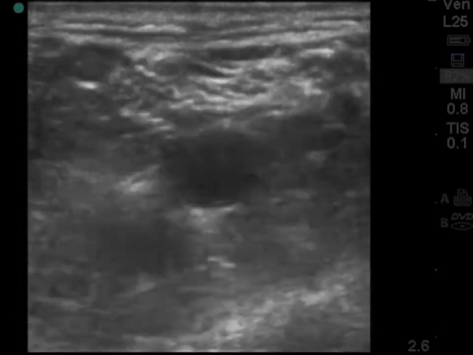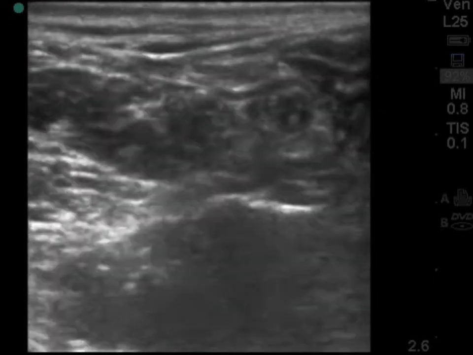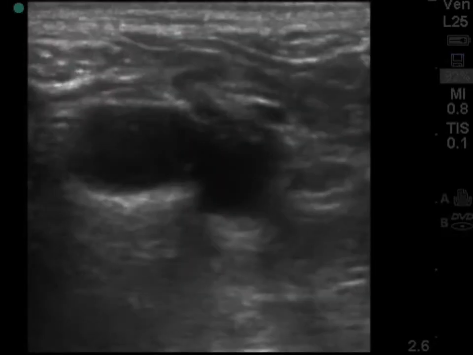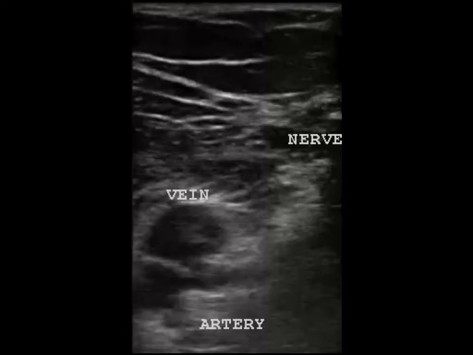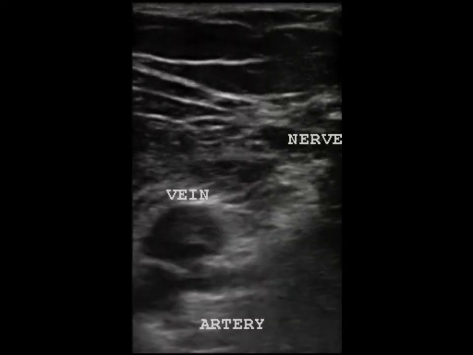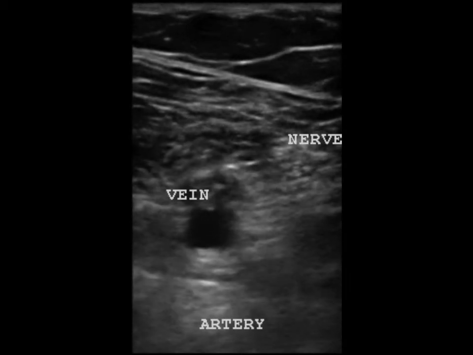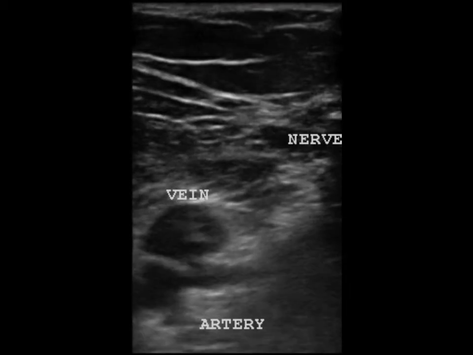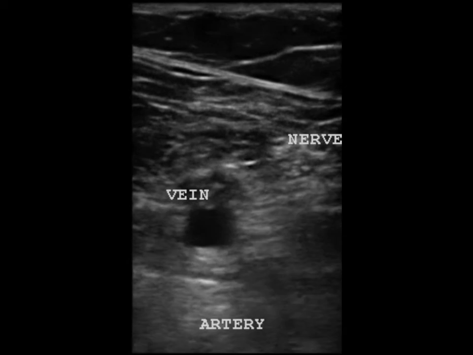Now it's superficial, and now it's even wrapping a little to the other side. Here's another view. Again, this one's already labeled. In this case, the vein is not collapsing completely, even with good compression. So there's a strong suggestion that there is clot within the lumen.